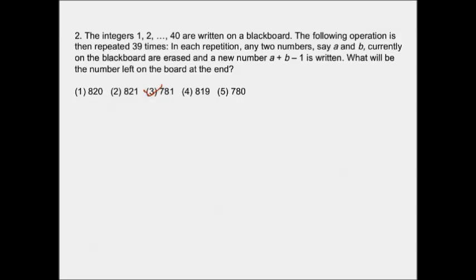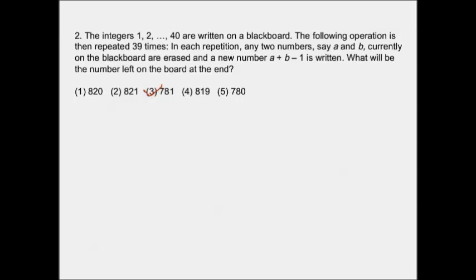So let's look at the question now. Integers from 1 to 40 are written on a blackboard. The following operation is repeated 39 times. In each repetition, any two numbers, say A and B, currently on the blackboard are erased, and a new number A plus B minus 1 is written. What will be the number left on the board at the end?